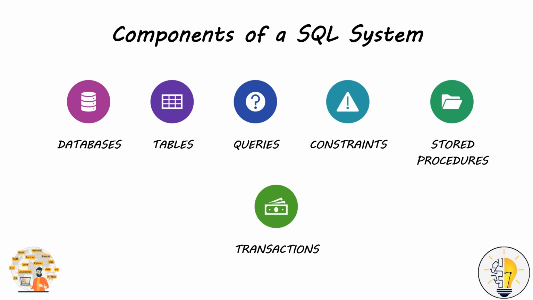Next is tables. Tables are the fundamental building blocks of the database. Here is where you have data records of rows and columns. The table ensures that it maintains data integrity by defining some structure or relationship between the data that is already stored.